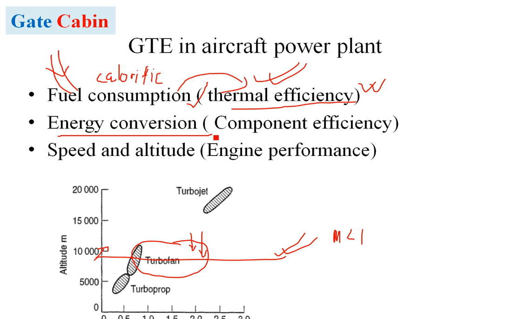Then coming to energy conversion, that means efficiency of components. There are a total of 6 components which we generally find inside a gas turbine engine, starting from inlet, compressor, combustion chamber, turbine, and then we also have an exhaust. All these components have to act efficiently. We are aiming for 90 to 95% efficiency of this engine.